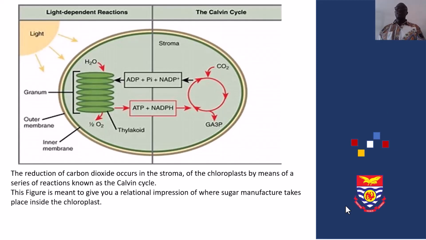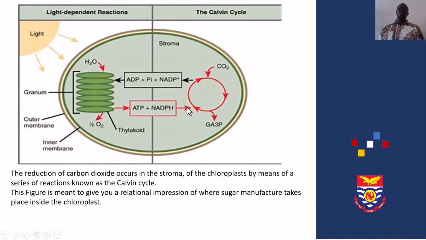So this is the carbon cycle, and you have the chloroplast. Within the chloroplast you have the stroma, you have water coming in through the thylakoid membrane, that's the granum, the outer membrane, the inner membrane, ADP plus Pi, that's a phosphate, and NADP. It goes through the intergranum, then gives us ATP plus NADPH.